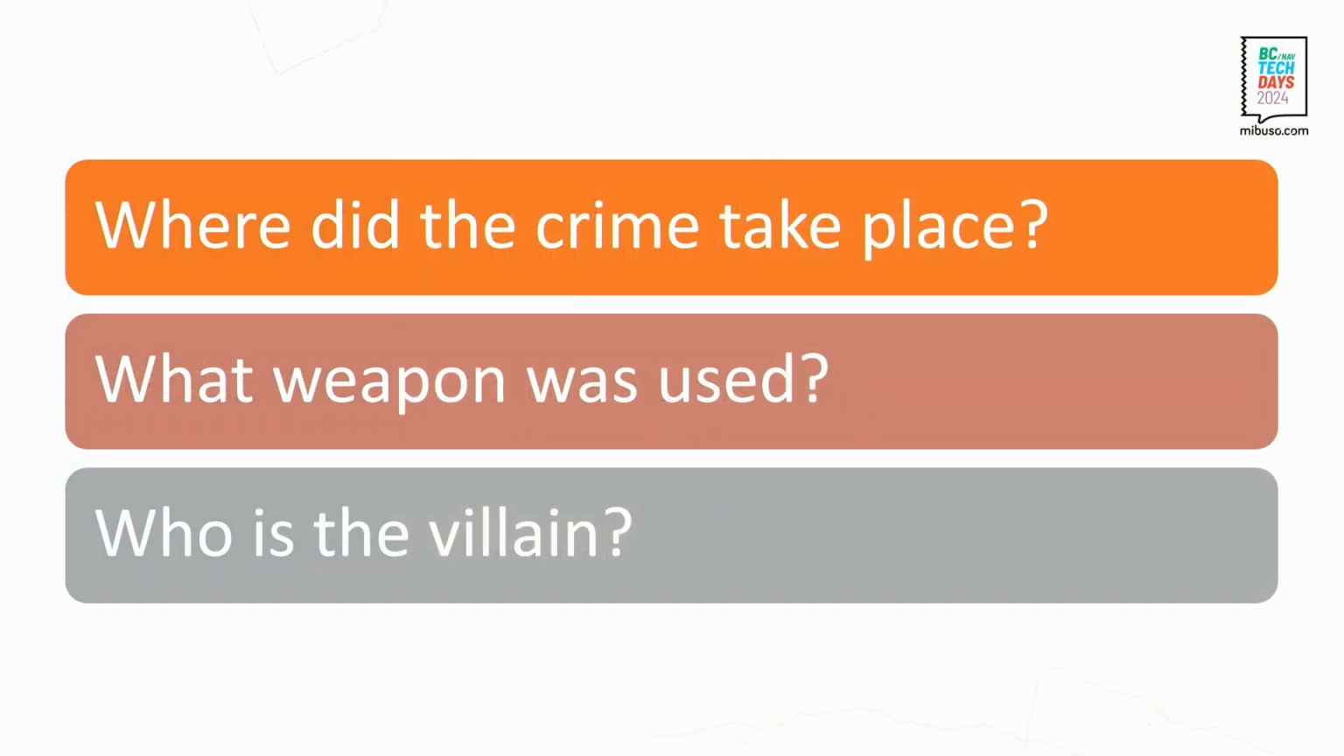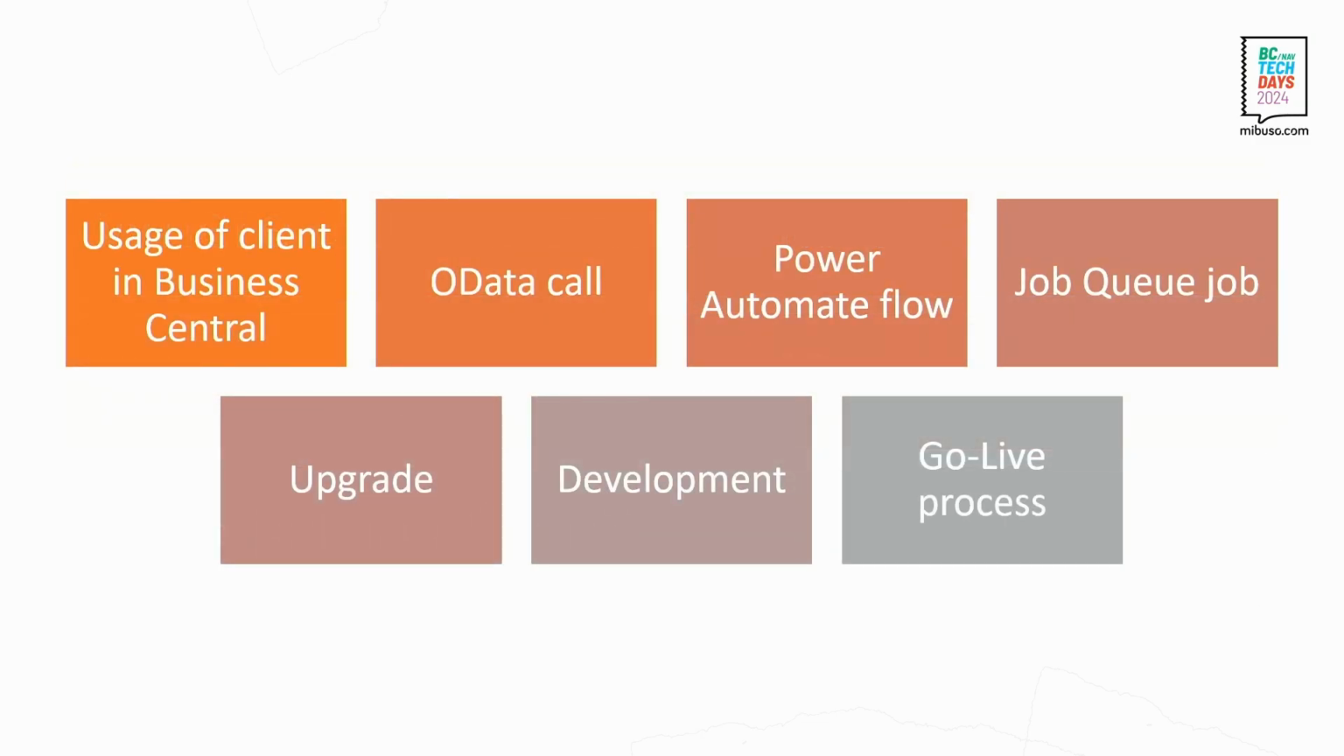So, I like to think of errors a bit like a crime scene. Like, where did the crime take place? What weapon was used? And who is the villain? Now, this might seem a little odd, but let's take some of the examples here.